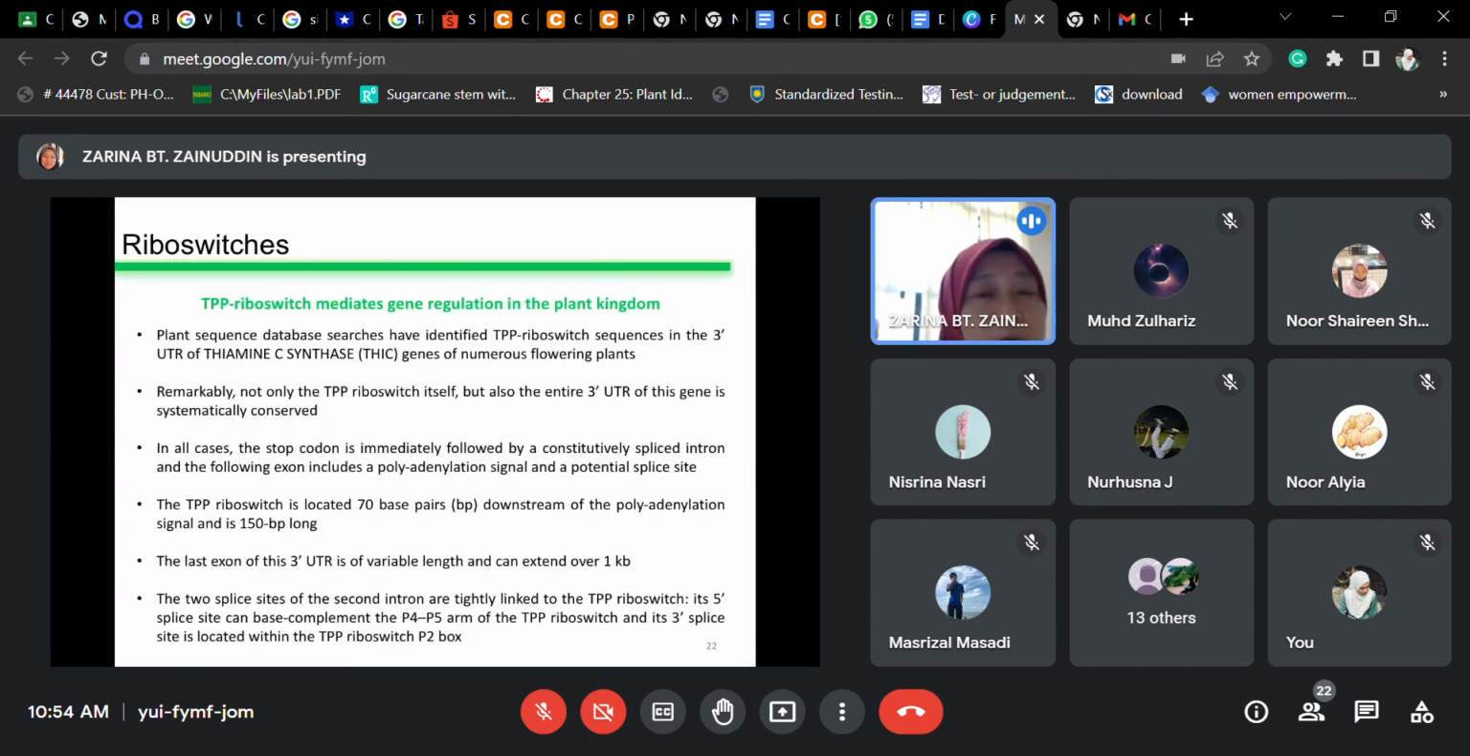Okay, so in the plant kingdom, based on the plant sequence database, scientists have identified the TPP riboswitch in the 3' UTR, as we said earlier, different from archaea and also animals, where the riboswitch is found in the 5' UTR, but in plants in the 3' UTR of the thiamine C synthase genes. Okay, so the TPP riboswitch is found in Thi-C genes.